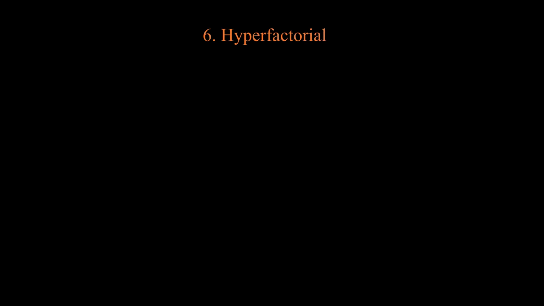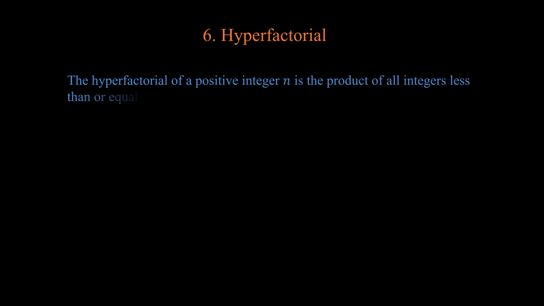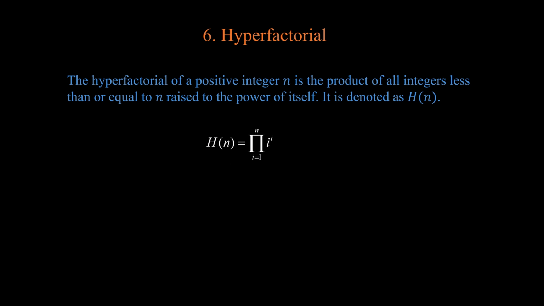Let's move to the hyperfactorial. The hyperfactorial of a positive integer n is the product of all integers less than or equal to n, each raised to the power of itself. It is denoted as H of n. Mathematical formula of hyperfactorial of n is equal to 1 to the power 1 times 2 to the power 2 times, and so on up to n to the power n.